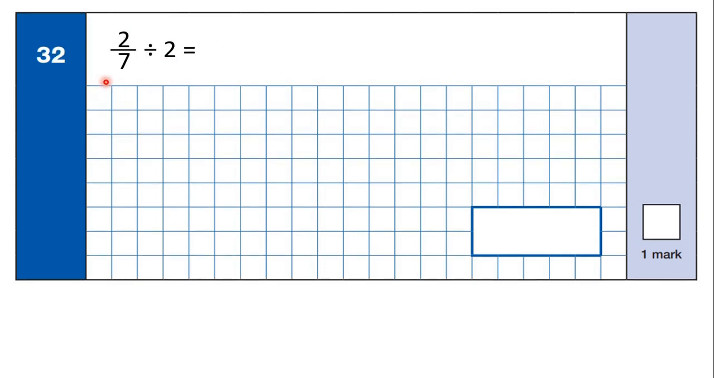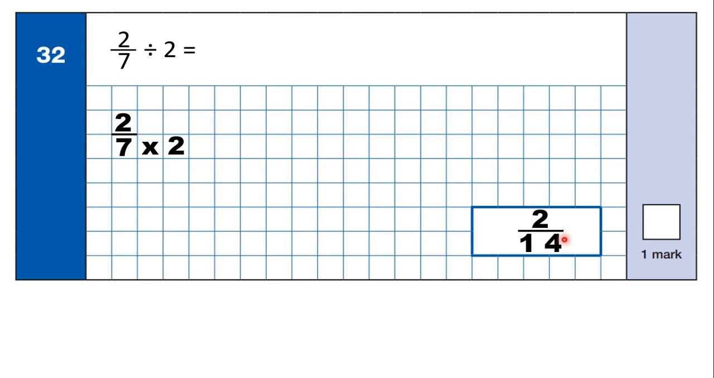Question 32. 2/7 divided by 2. So the easiest way to divide a fraction by a whole number is to leave the numerator the same and then multiply the denominator of the fraction by the number that we're dividing by. So the numerator stays the same, and 7 times 2 is 14, so our answer is 2 over 14.